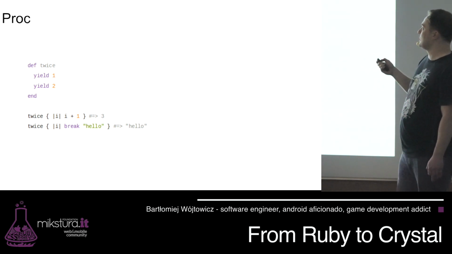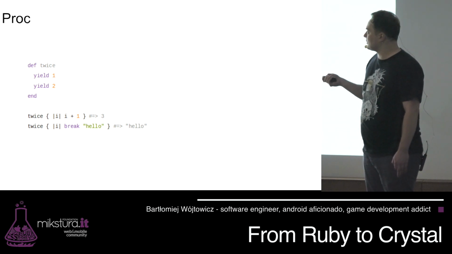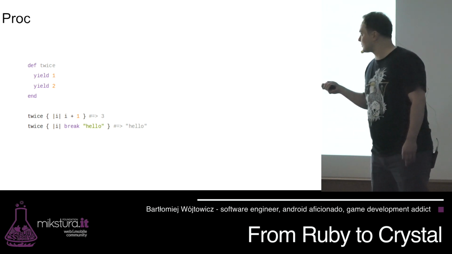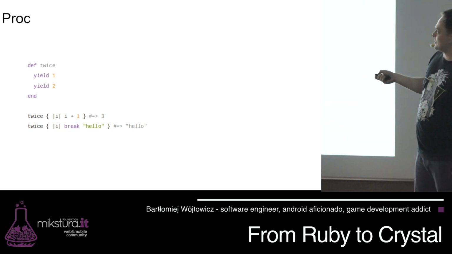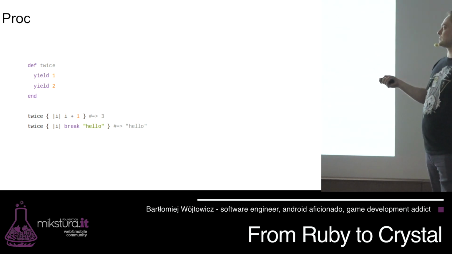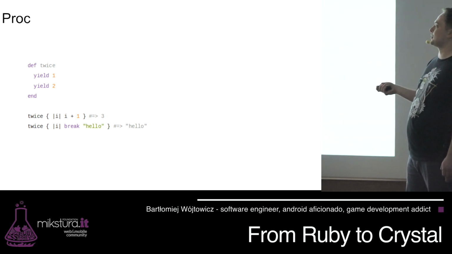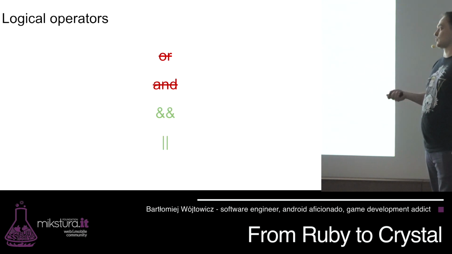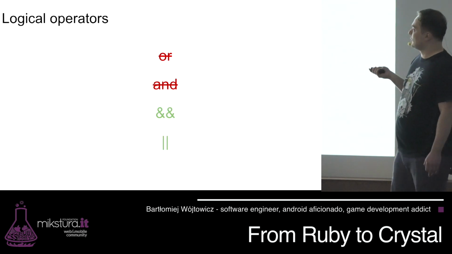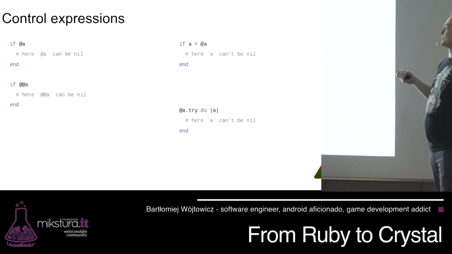Okay, what's more? Okay, so actually I should show this something. Okay, never mind. It's not about proc. This is just a simple method that yells twice. But the interesting thing is that the break can now return a result, which is not possible in Ruby. Okay, so there is no logical operation or an end. There is only double ampersand or double pipe.